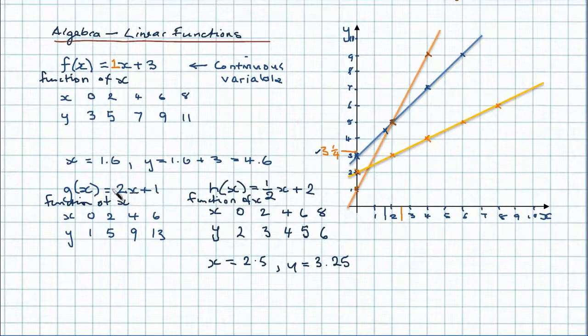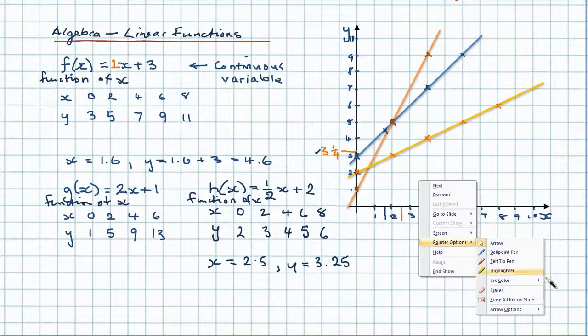Here then, for our g function, we've got a constant of 1, so we would expect that to intersect with the y-axis at plus 1. So this was our orange line, and sure enough, there it is intersecting the y-axis at plus 1. Finally, we've got our h function here, which is represented by the yellow line, and again, if we look at our constant here, then that gives us our y intersection, and here it is at y equals 2. So two things to point out here.